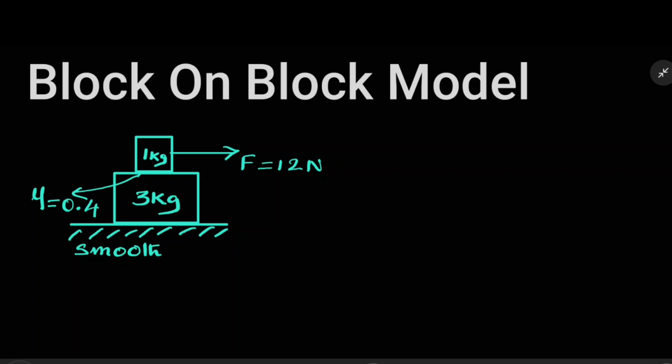If static friction is sufficient to prevent slipping between 1 kg and 3 kg, then both 1 kg and 3 kg blocks move together with common acceleration. If static friction is not sufficient, there is kinetic friction, there is relative slipping, so 1 kg and 3 kg move with different accelerations. Let us first draw the free body diagram.